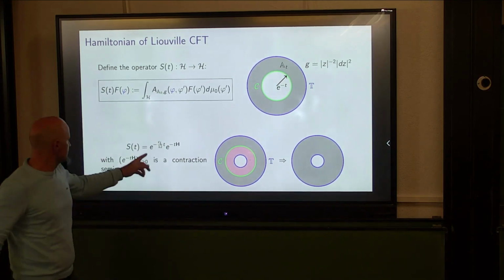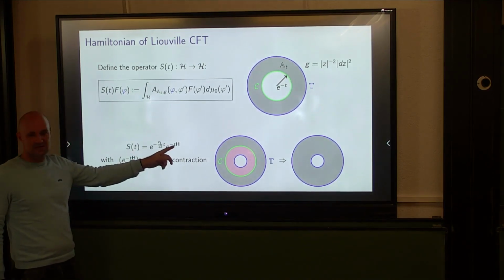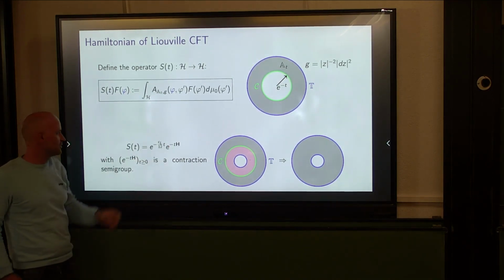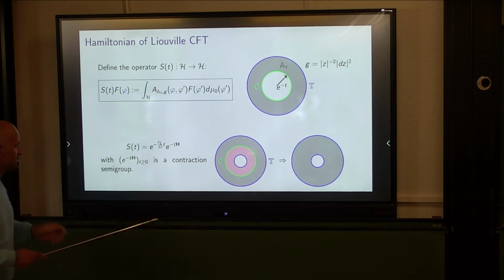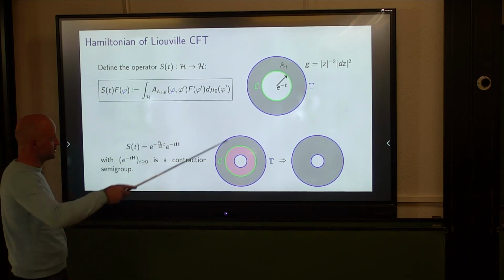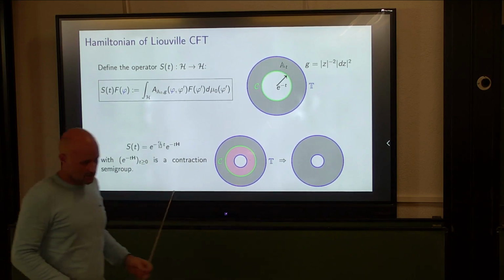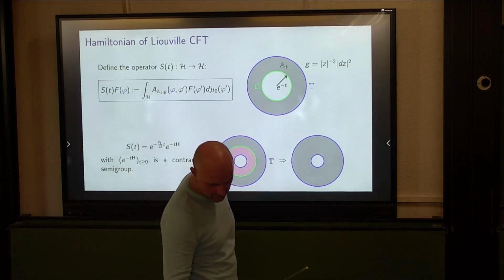So I wrote this semigroup under this form because there is an operator here, a self-adjoint operator H, this generator of dilation. It's called the generator of dilation. It's the Hamiltonian of the Liouville theory. And now I'm going to give an explicit description of this Hamiltonian.